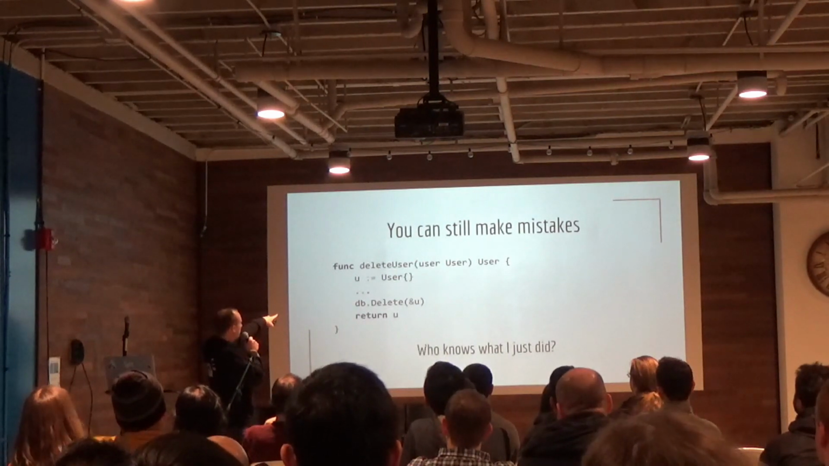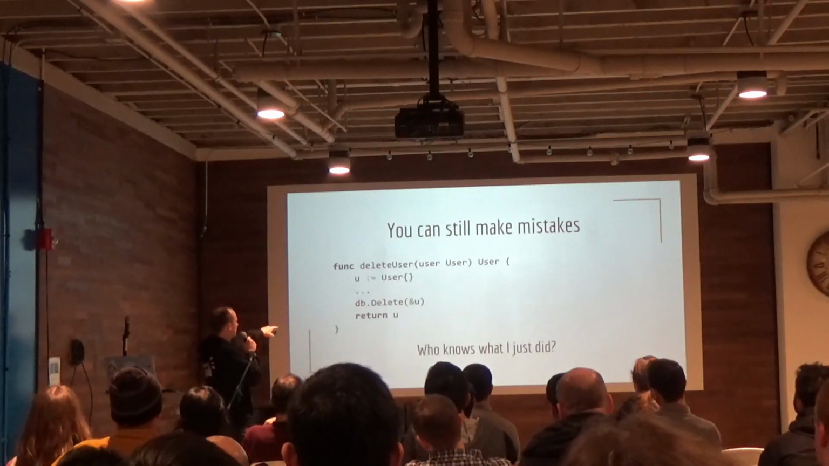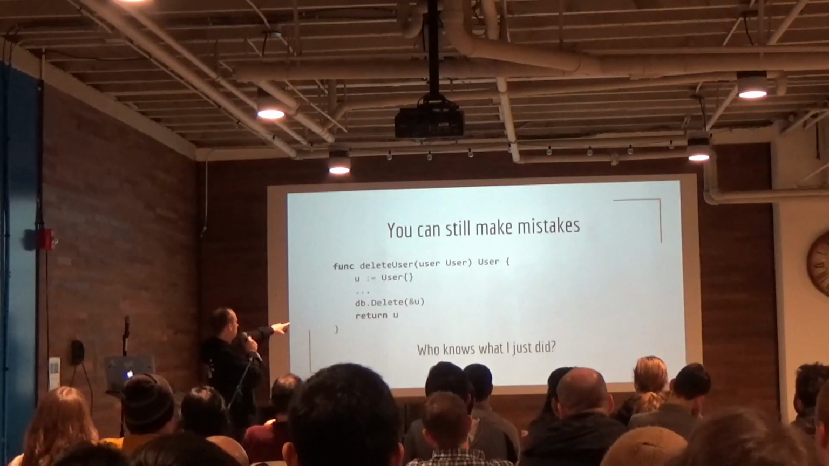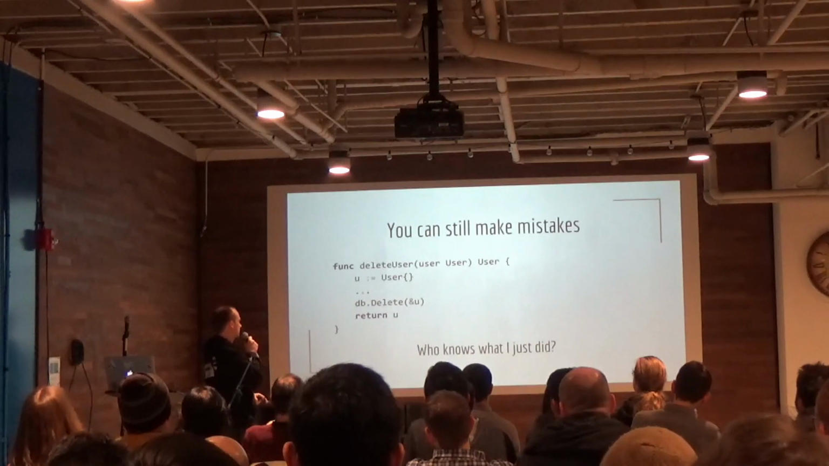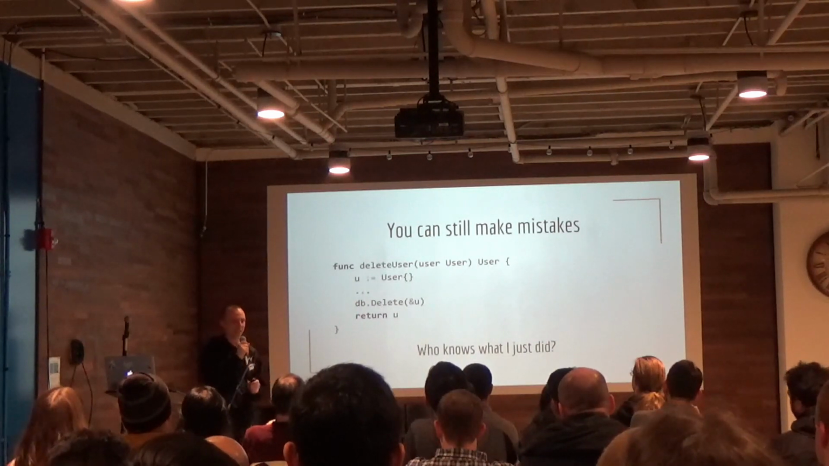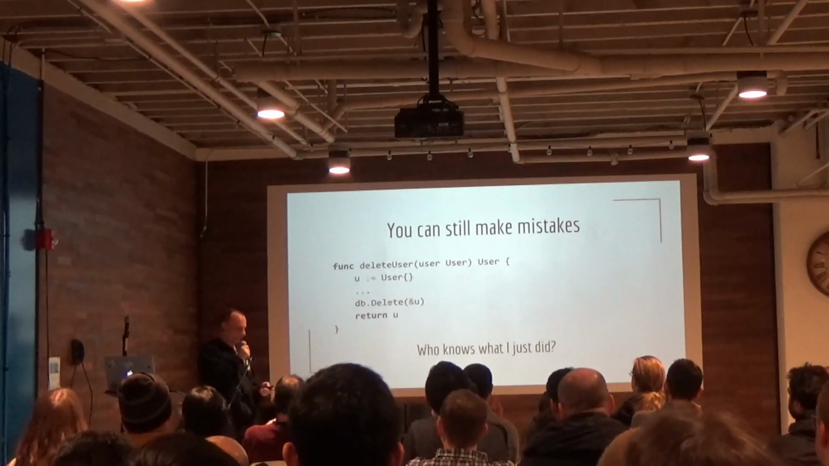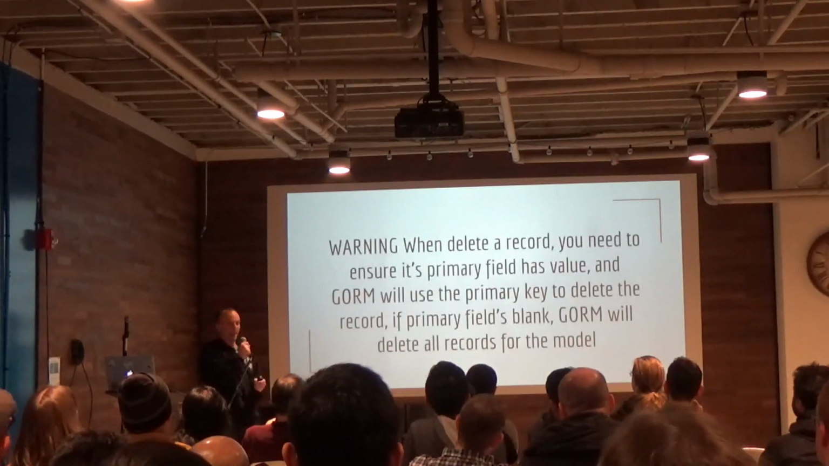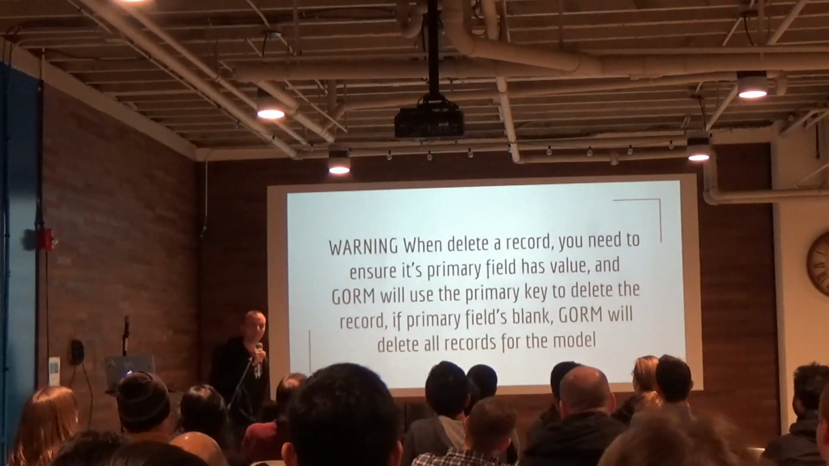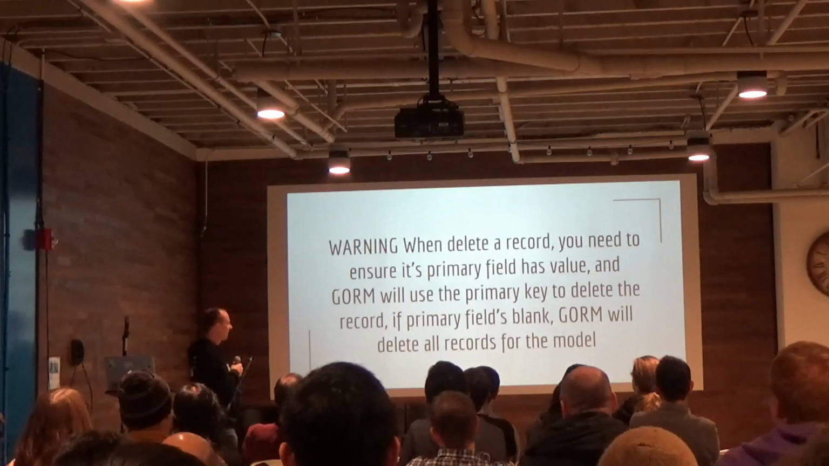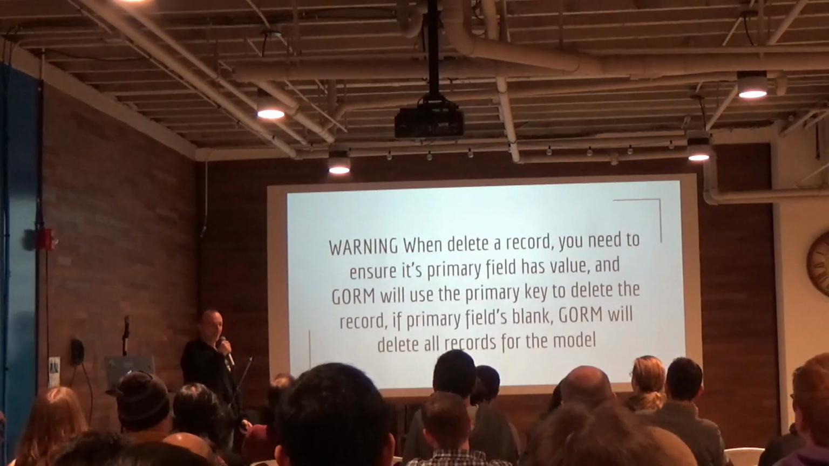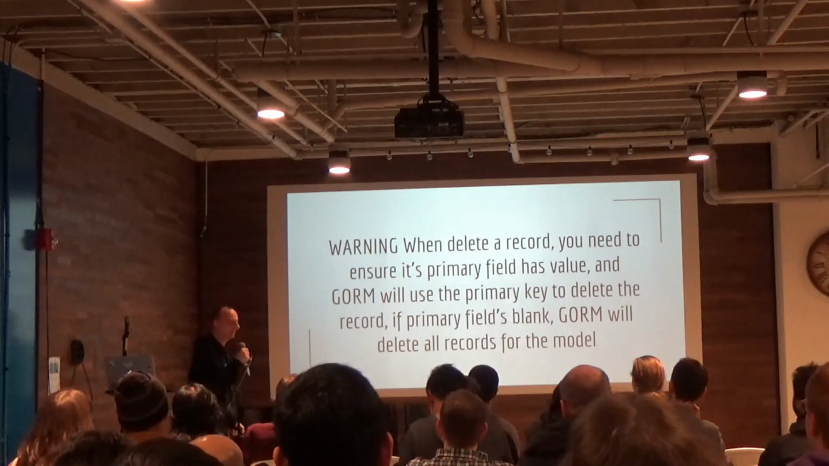So instead, you create your empty user to return, and it's late, and you ran out of Red Bull, and you passed in the wrong struct to delete. Who knows what that's going to do? That is going to delete every row in the table. That is kind of frightening.